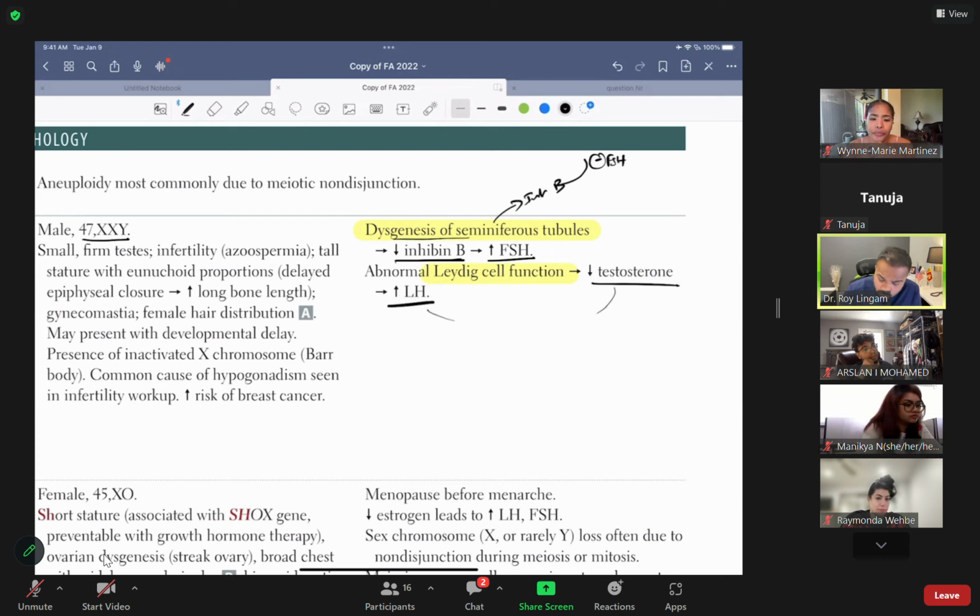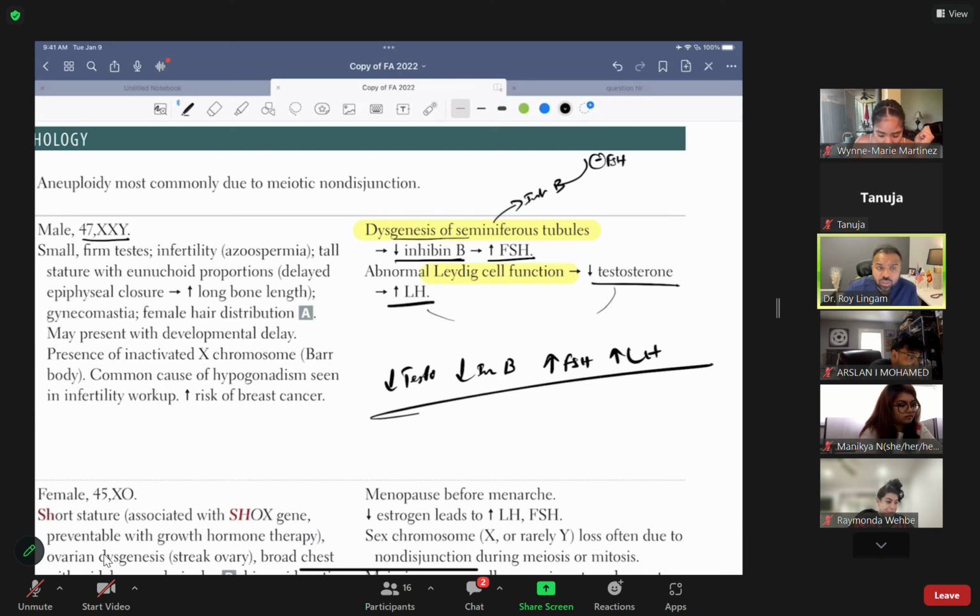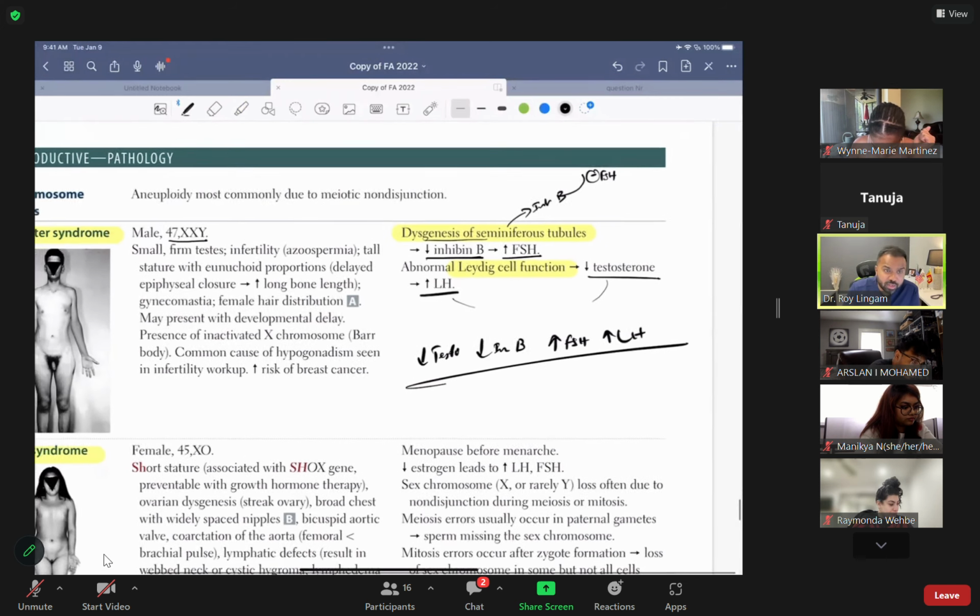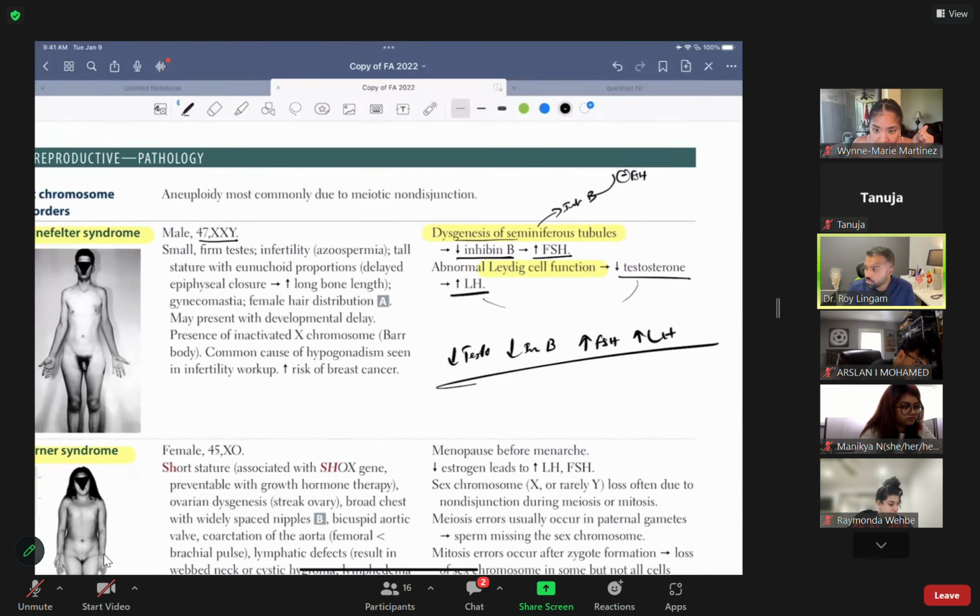So to summarize, I'm just going to put decreased testosterone, decreased inhibin B, and then increased FSH and increased LH, in one line. This needs to be memorized, folks, because they will put the question with arrow up and down, and you don't want to get confused at that point. So that's the idea, okay? That's the problem there.